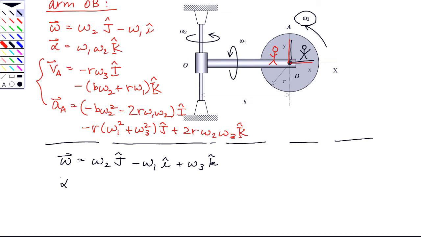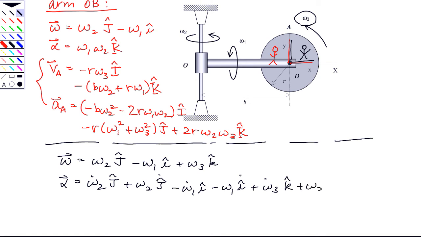So alpha then is going to be the time derivative of omega, so we're going to get several terms out of that. So we've got omega 2 dot j hat plus omega 2 j hat dot. We get minus omega 1 dot in the i minus omega 1 i hat dot plus omega 3 dot in the k plus omega 3 k hat dot.